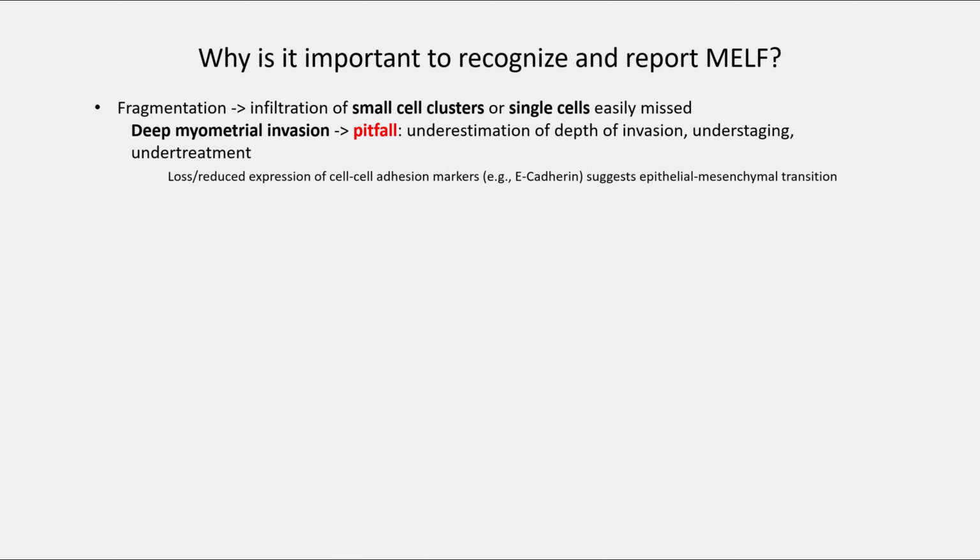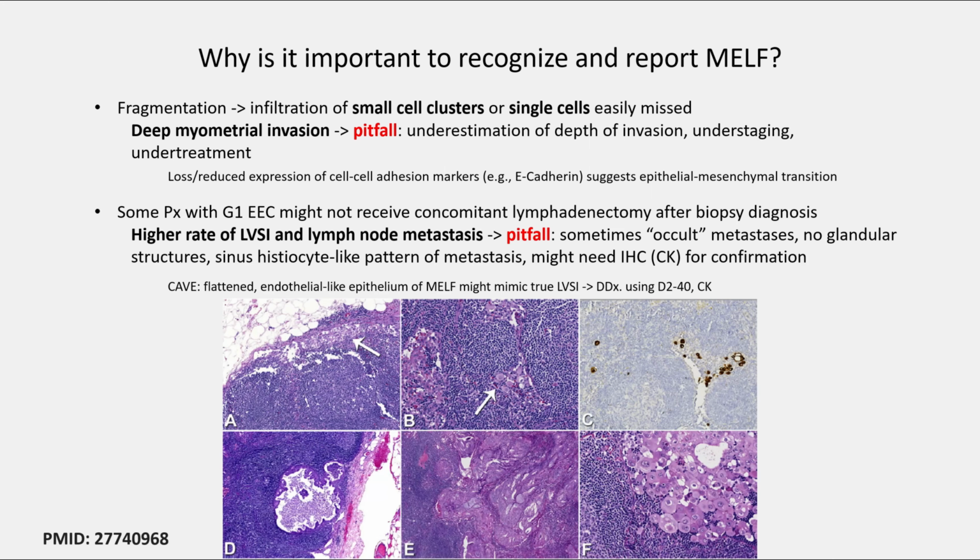And you see how this can lead to underestimation of the true depth of myometrial invasion, especially in borderline cases where you have to decide whether it's more or less than 50%. This then can lead to understaging and undertreatment of the patient. So MELF is known to be associated with deep myometrial invasion. Another important reason to recognize and report MELF is because of its reported association with a higher rate of lymphovascular space invasion and lymph node metastasis.